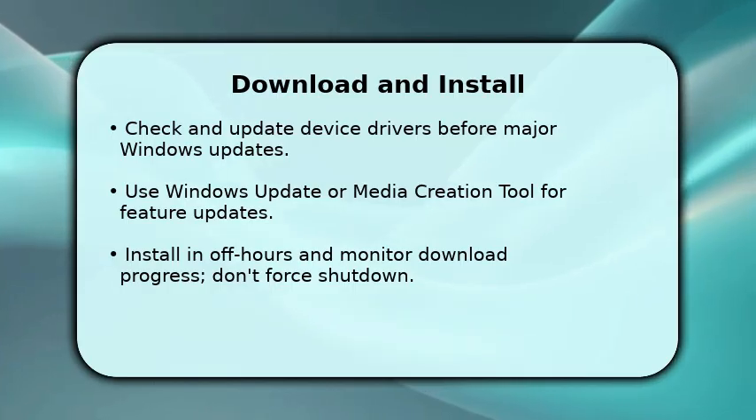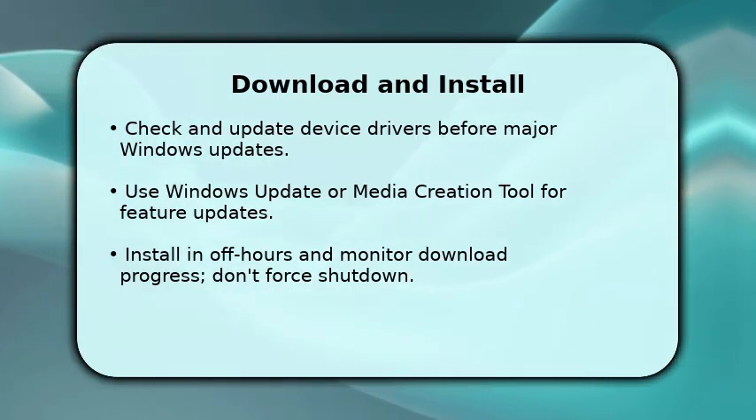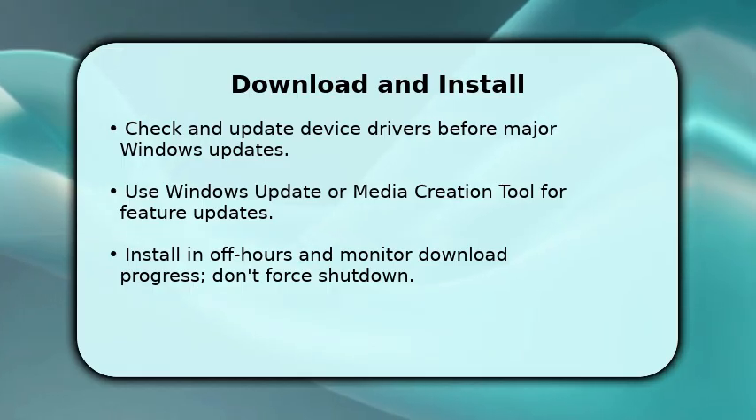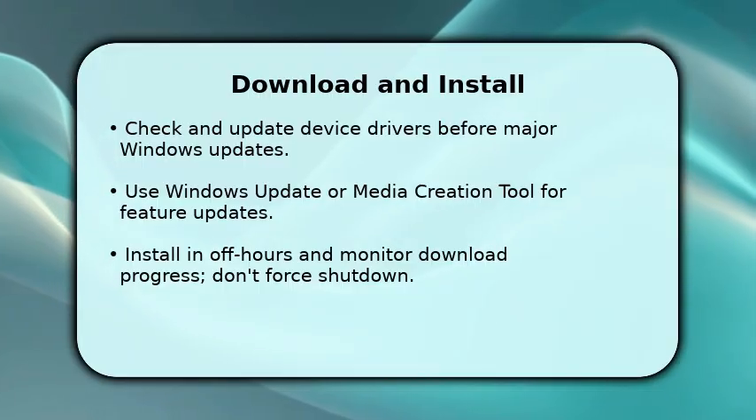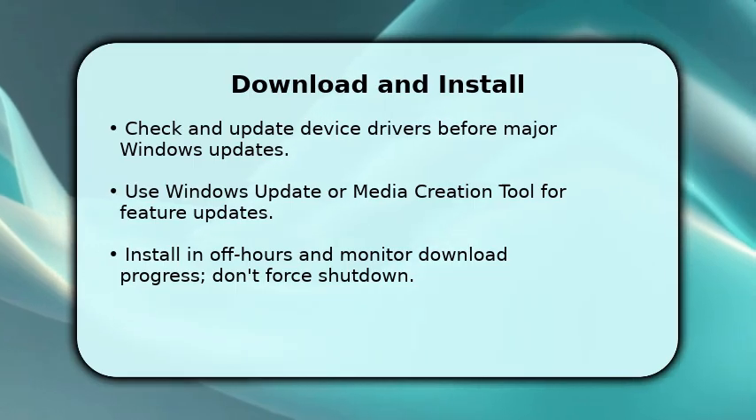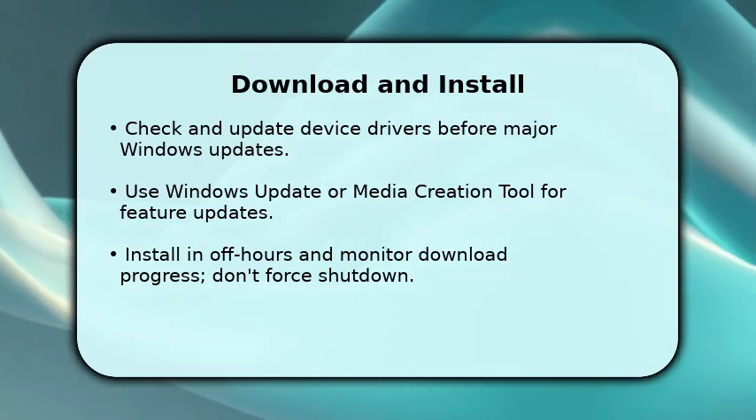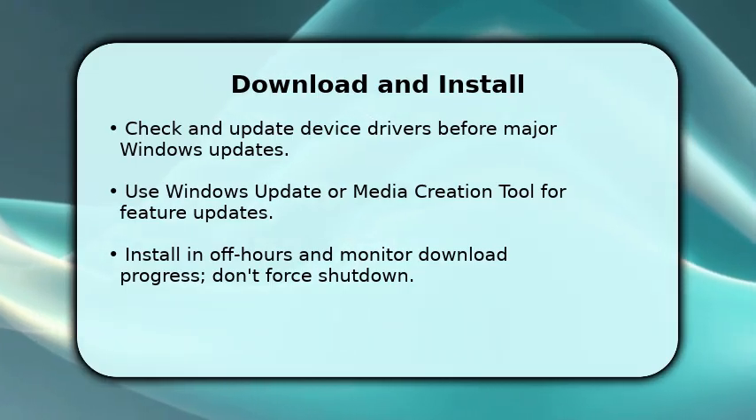Then use Windows Update for cumulative patches or the Media Creation tool for feature upgrades. The tool verifies files as it downloads, reducing corruption risk. Install during off hours to avoid losing work and allow the update to complete without forcing shutdown. If prompted, accept required restarts and watch the update stages until Windows finishes configuring.